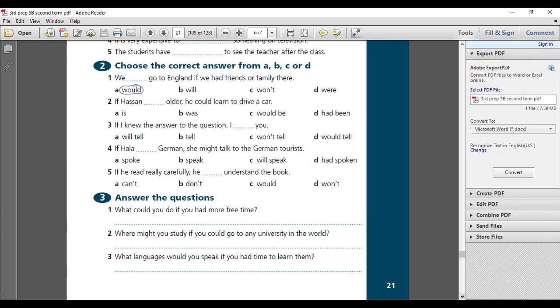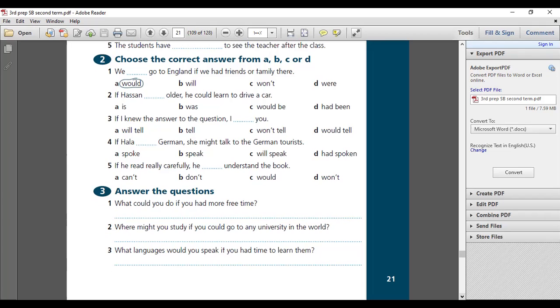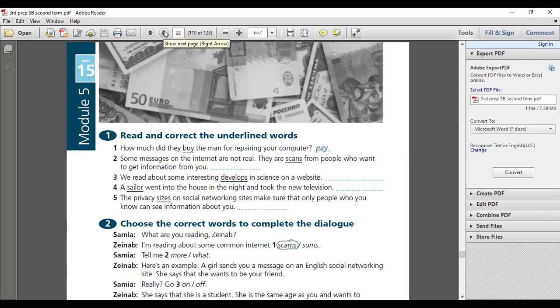He would. Now I want to answer question number 3 in the homework, okay? Now read and correct the underlined word. Number 1, how much did they pay the man, not buy. Number 2, some messages on the internet are not real. They are scams. Super excellent. We read about some interesting developments in science on our website. Developments, super excellent.